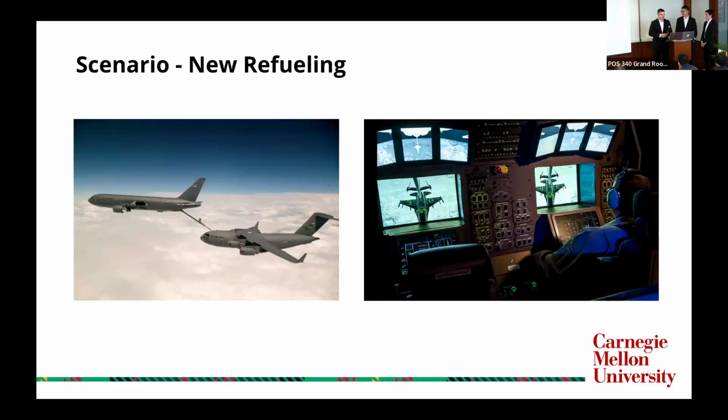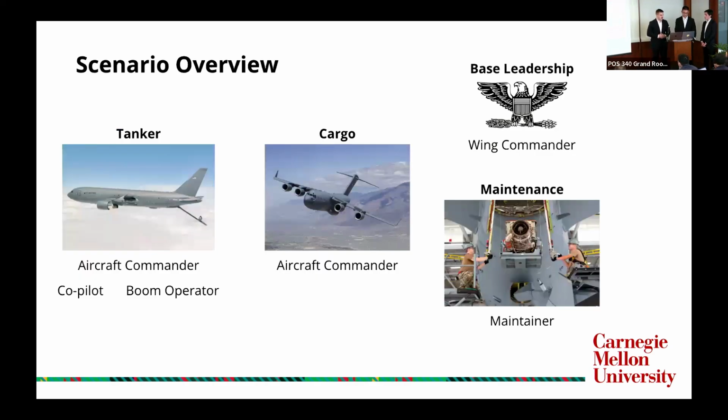So in our scenario, the boom operator is in the middle of transferring fuel to the receiving cargo jet, and then all of a sudden the screens go black, and the boom operator loses vision of the plane that they are injecting tens of thousands of pounds of fuel into. In this scenario, we get accounts of what happened from the aircraft commander, co-pilot, and boom operator on the refueling tanker. We get to see some of those flight logs, but then also from the cargo jet, we get to see what the aircraft commander thought happened.